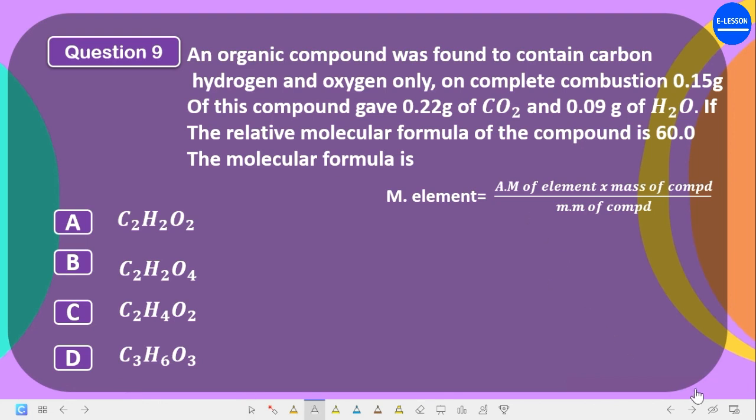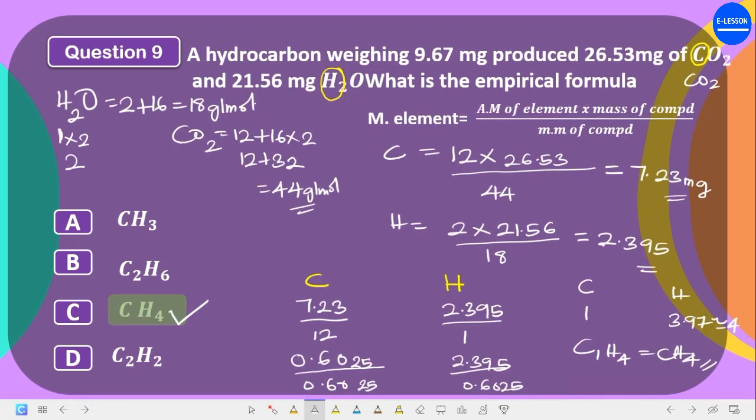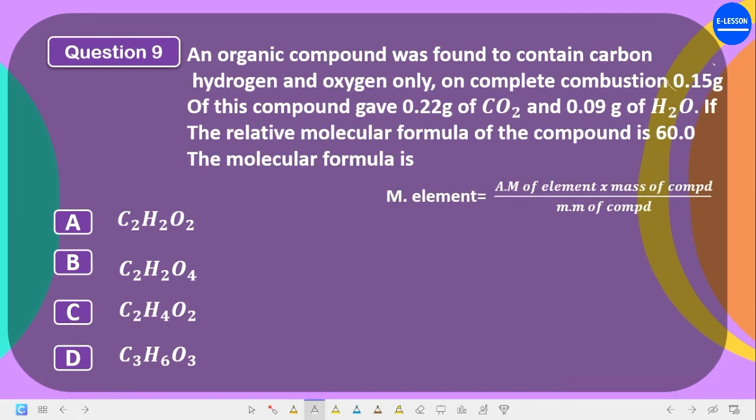Now how do we solve this? We follow the same approach to get the masses of each of the elements. Now note that the total mass of all the elements should be equal to the total mass of the sample given, which is 0.15. If you look at the one that we did earlier, if you add 7.23 plus 2.39, it gives you 9.6 something, which is almost equivalent to what you have here. So the total masses of all the elements should be equal to the mass of the sample.